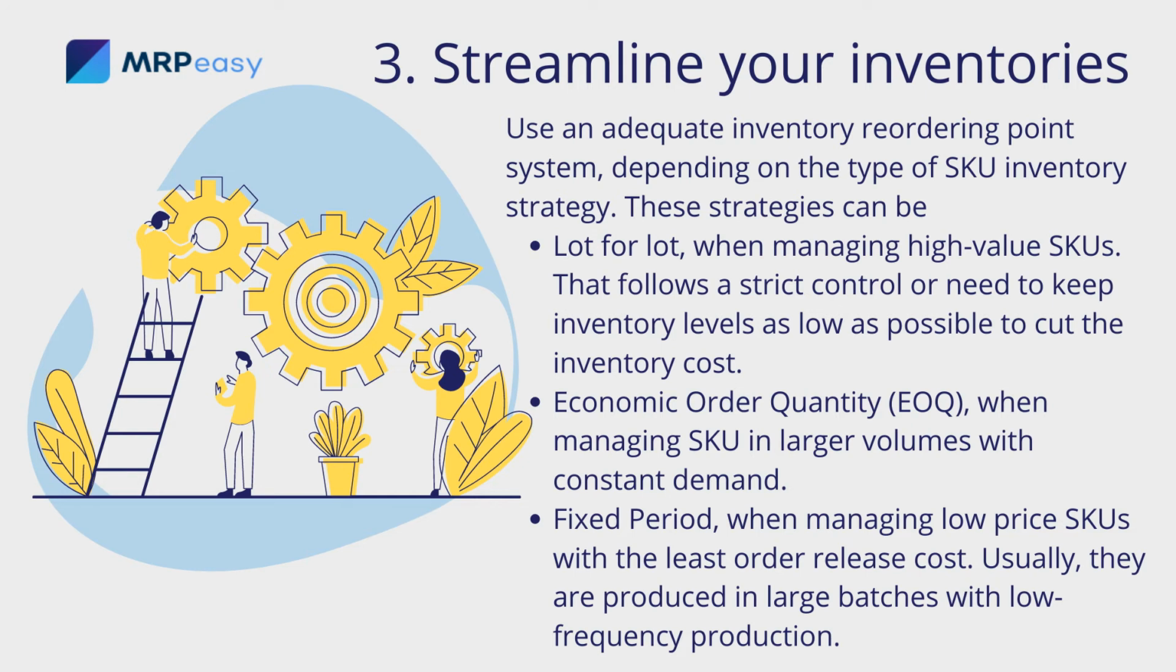3. Streamline your inventories. Use an adequate inventory reordering point system, depending on the type of SKU inventory strategy. These strategies can be lot for lot, when managing high-value SKUs that follow a strict control or need to keep inventory levels as low as possible to cut the inventory cost. Economic order quantity, EOQ, when managing SKU in larger volumes with constant demand. Fixed period, when managing low-price SKUs with the least order release cost. Usually, they are produced in large batches with low-frequency production.